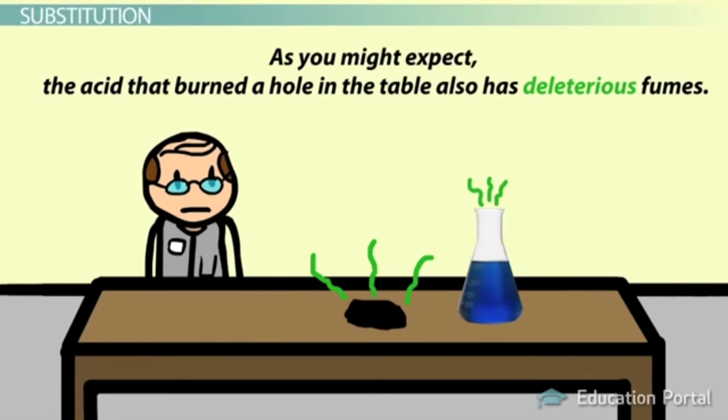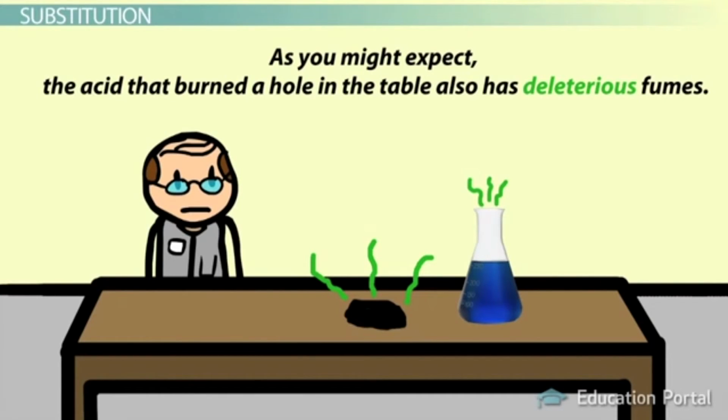It's used as an adjective to describe the fumes, but we don't have any synonyms or antonyms, and there isn't a definition or any examples in the sentence. Let's try substitution. What about pleasant? Would that make sense in context? As you might expect, the acid that burned a hole in the table also has pleasant fumes. No. Burning a hole in the table is bad. Pleasant fumes are good. We wouldn't connect those two things, would we? That's using context.